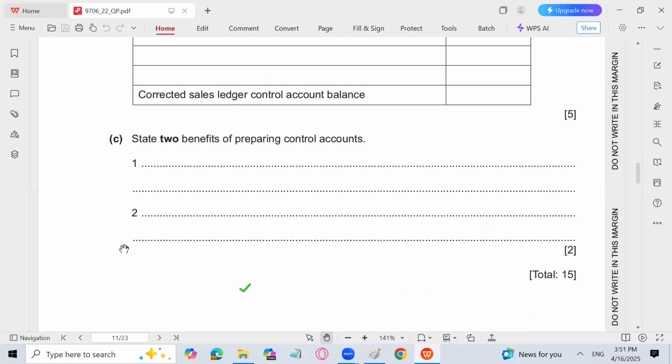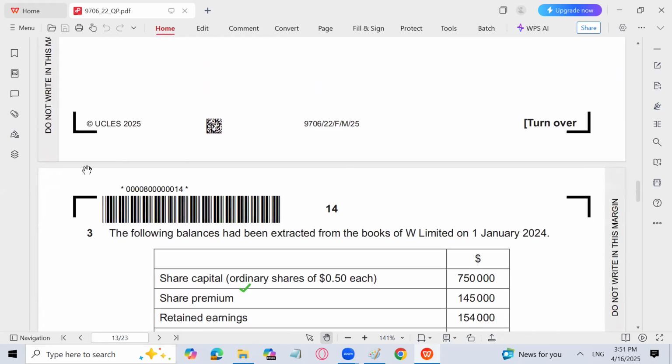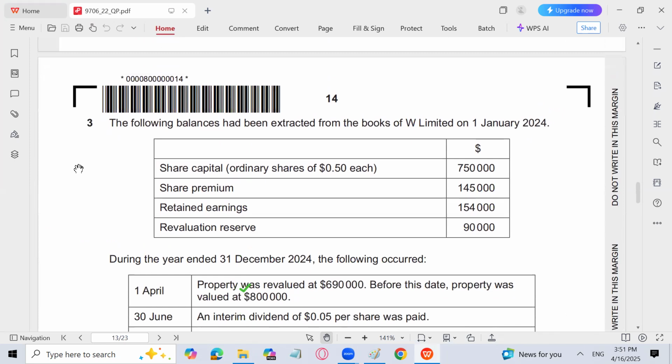State 2 benefits of preparing a control account. It is used to check the arithmetic accuracy of ledger balances. It is used to locate errors and frauds. It is used to find total trade receivables and total trade payables to be written in the statement of financial position, or wherever it is going to be required. Even for the provision for doubtful debts, we can find the total amount of the trade receivable at the end in the control account, and we can take provision on that.